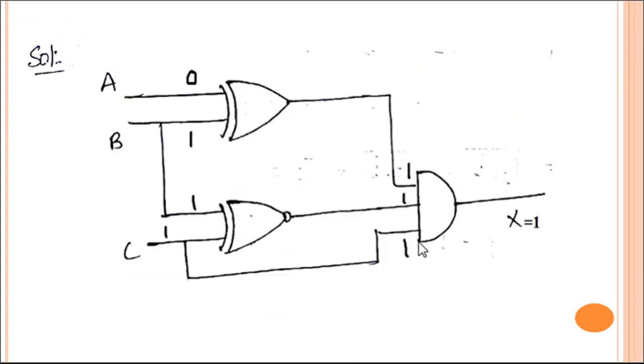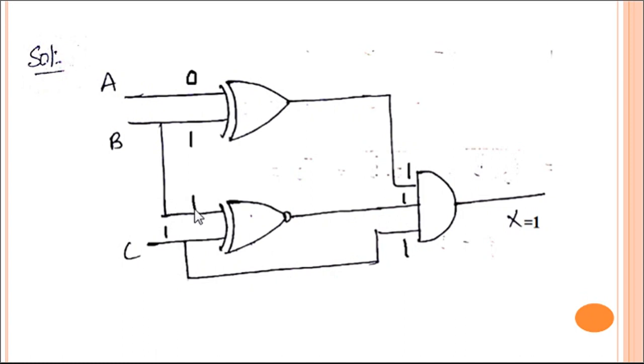Okay, so since the output X should be 1, and the output is taken from an AND gate, the AND gate value will be 1 only when all of its inputs are 1. Only if the 3 input values are 1 can we say that the output of the AND gate will be 1. So the 3 inputs should be 1. This indicates that the output of the XOR gate will be 1, the output of the XNOR gate should be 1, and the C input value will be 1. So from this case we came to know that the C input value will be 1.